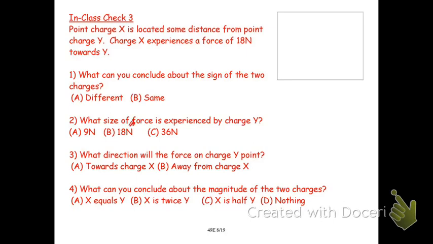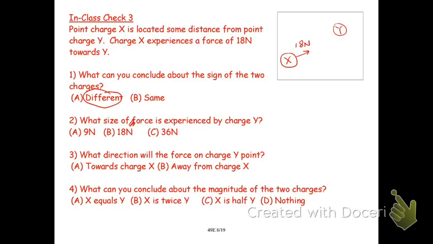So a point charge X is located at some distance from point Y, so there's X and there's Y. And the charge at X experiences 18 newtons towards it. Going through these questions, it asks what you conclude about the sign of the charges. Because it's an attractive force, they must be different. If they were the same, they would be pushing away from each other, and the force is attracted towards Y. So it must be different charges. We don't know which is which, but it must be different.